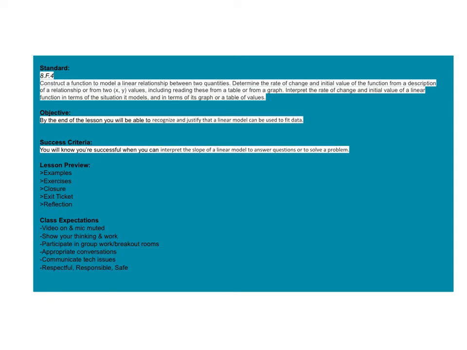Good morning. Today we're going to be doing lesson 11 of module 6. By the end of this lesson, you'll be able to recognize and justify that a linear model can be used to fit data. You'll know you're successful when you can interpret the slope of that linear model and answer questions to solve a problem. Okay, we're going to go ahead and get started.